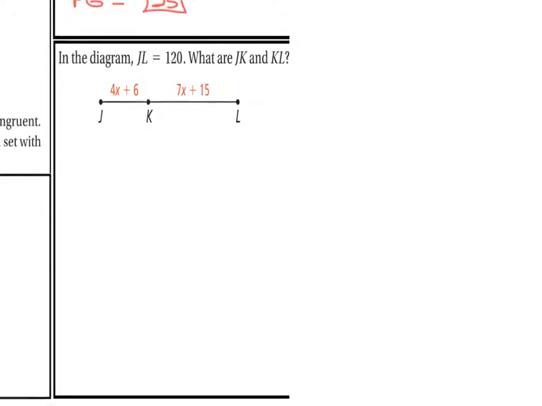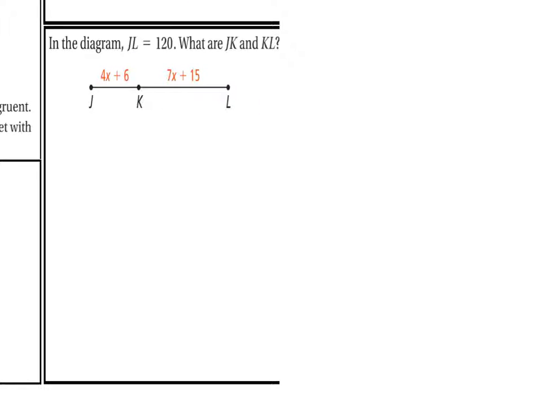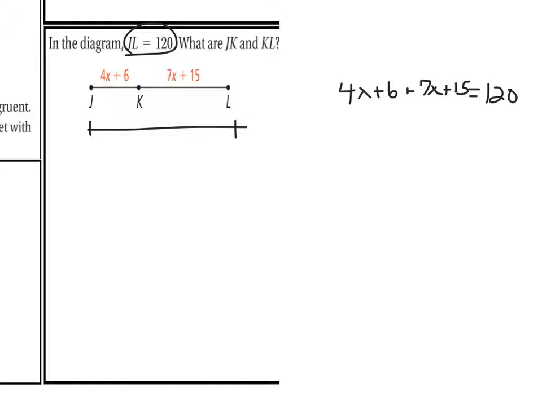It says here in the diagram, JL is 120. What are JK and KL? Again, part plus part equals whole. So in this case, JL is the whole from J to L, so we know we're going to equal 120. And the other two parts are JK, which is 4x plus 6, and KL, which is 7x plus 15. Same kind of concept here. Going to combine my like terms. 7x and 4x is 11x. 6 and 15 is 21.